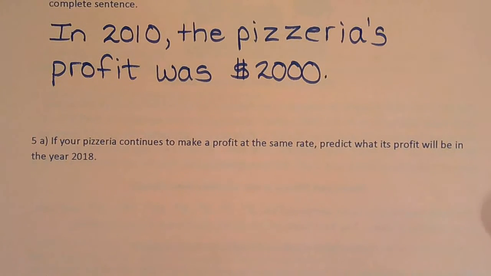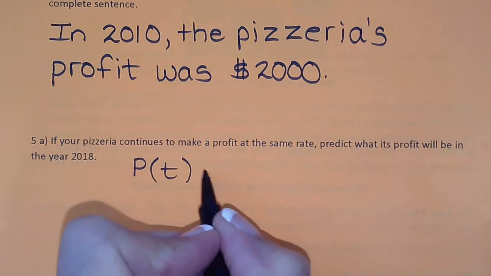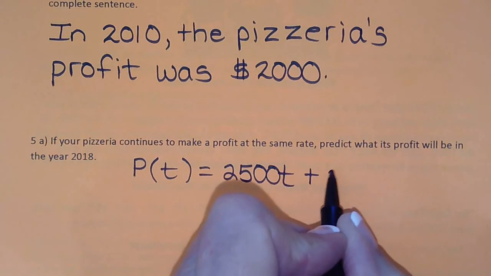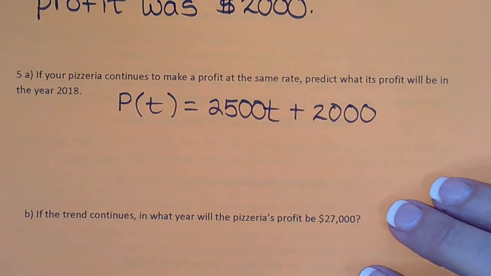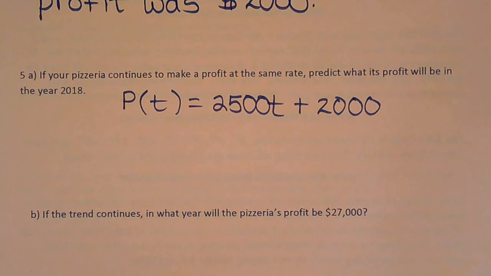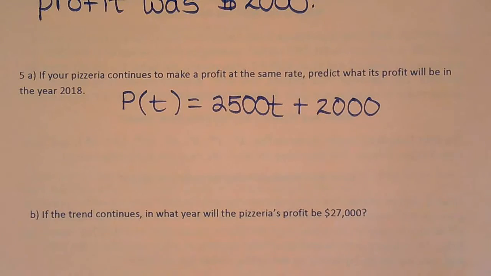Okay, 5A, if your pizzeria continues to make a profit, predict what its profit will be in 2018. Well, anytime we're doing predictions, we always know we're going to use our equation. So I'm copying the equation from the top of the sheet that we already brought over. So now we have to decide, what am I going to do with 2018? Am I going to put 2018 in for P? Am I going to put 2018 in for T? Or none of the above?